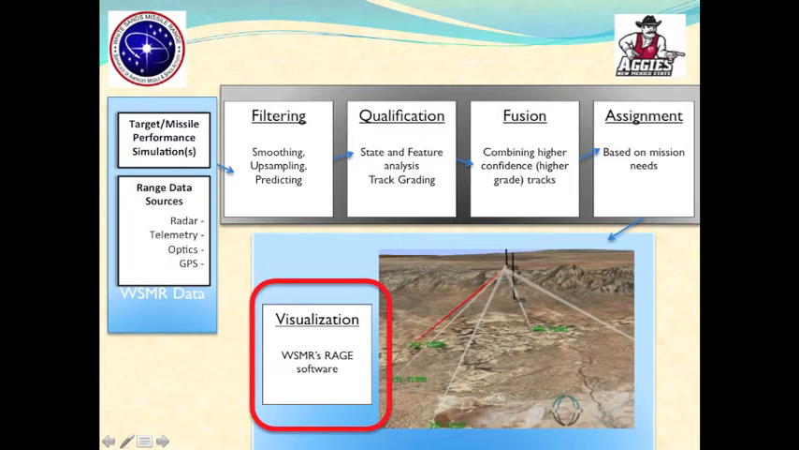And finally, it allows for a user to watch and see exactly what the sensor inputs say happened during the mission. All of this together provides for improved data fusion and qualification capabilities for use with tracking systems at White Sands Missile Range.